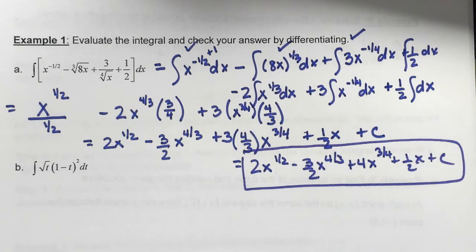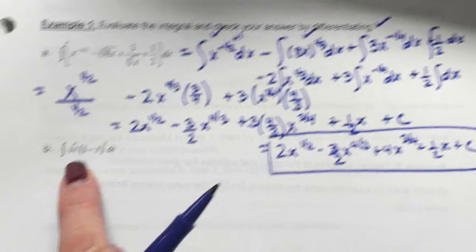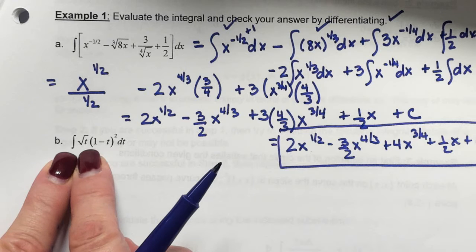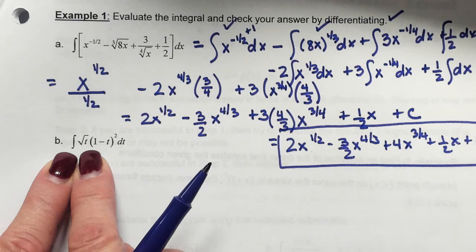So any questions on using your power rule when it comes to integration? Yes, Chris? Why, the 8, when you pulled it out, you made it 2? Because it was to the 1/3. So the cube root of 8 is 2.